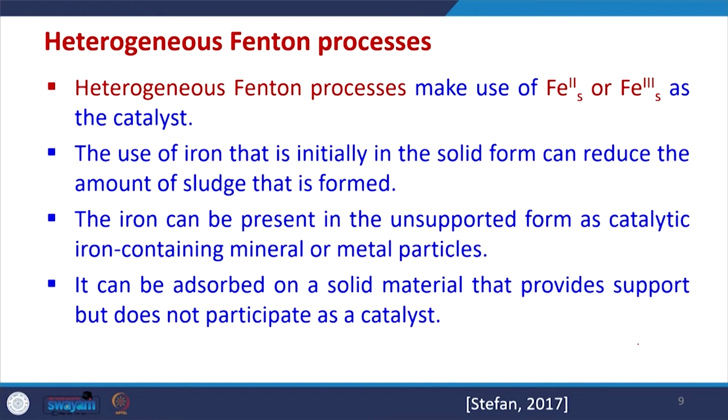In the heterogeneous Fenton process, they use iron in the Fe2+ or Fe3+ form in the solid form as a catalyst. The use of iron that is initially in the solid form reduces the amount of sludge that is formed, and iron can be present in the unsupported form or it can be supported on a polymer, zeolite, or membrane matrix as well.